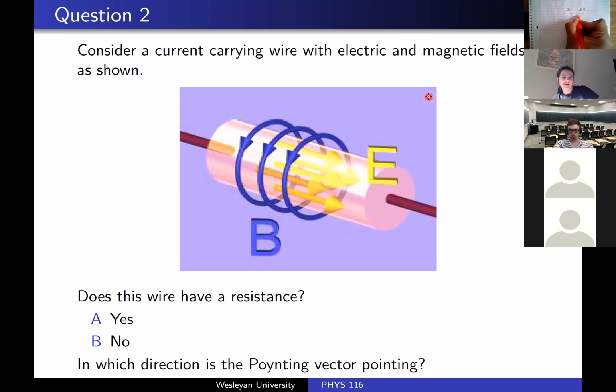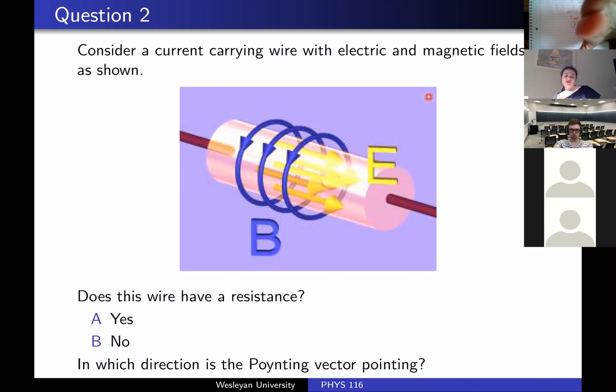So now if I look at this point, I know that the B field is pointing to the left, and the E field is pointing out of the page. So if I do E cross B, it's not easy. If I do E cross B, no, hold on.